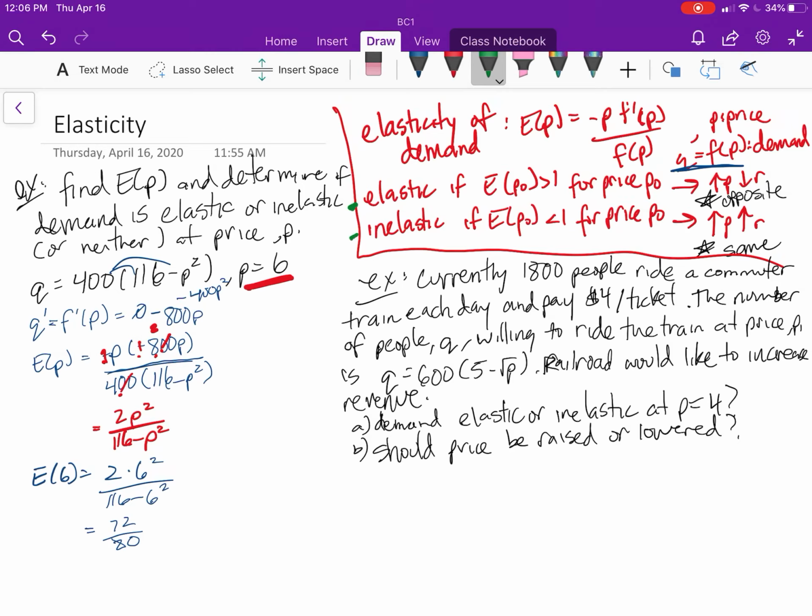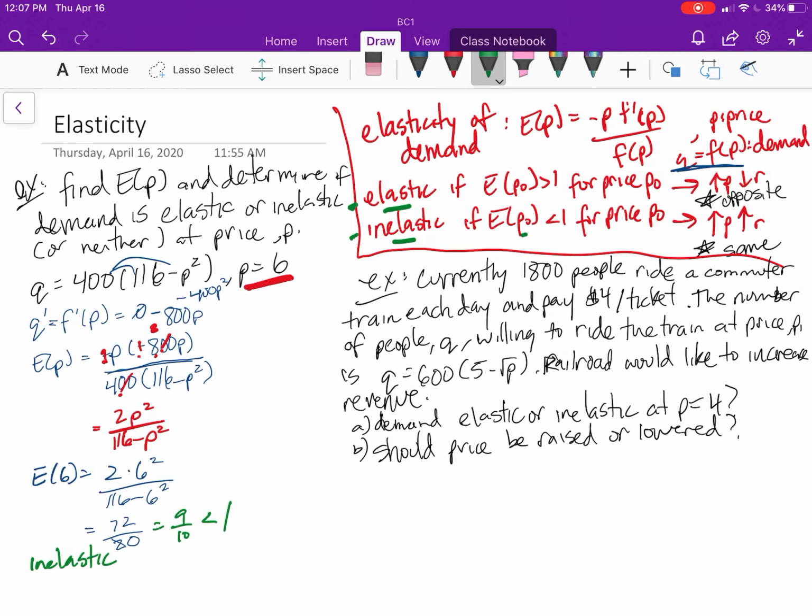Now, looking over here, here's how we determine if it's elastic or inelastic. If it's greater than 1, we say it's elastic. Less than 1, we say it's inelastic. So 72 over 80, I don't need to reduce. I mean, I can. It's 9 over 10, right? But either way, that is less than 1. It is inelastic.